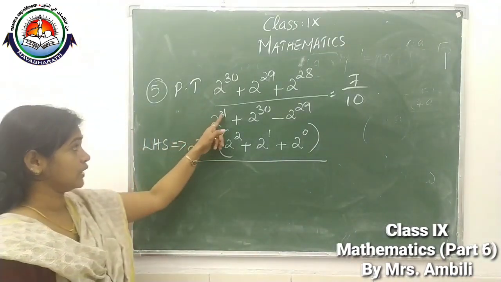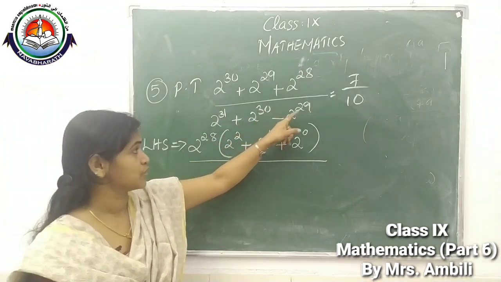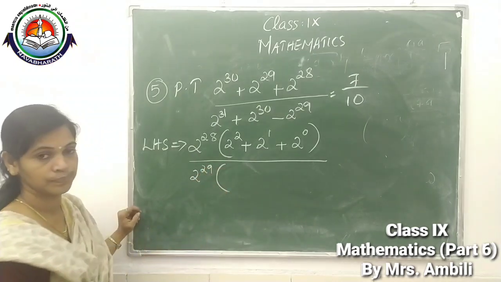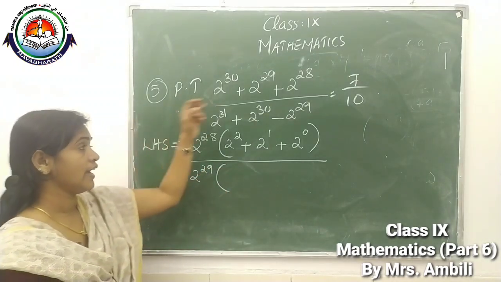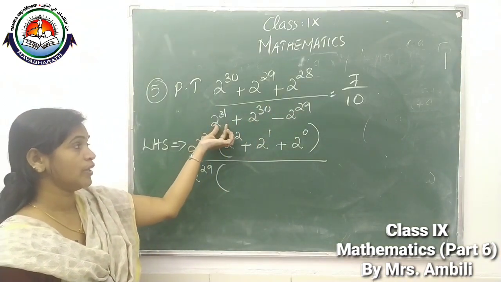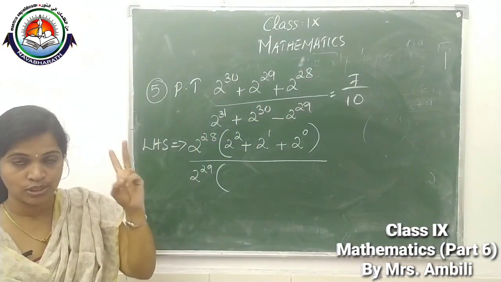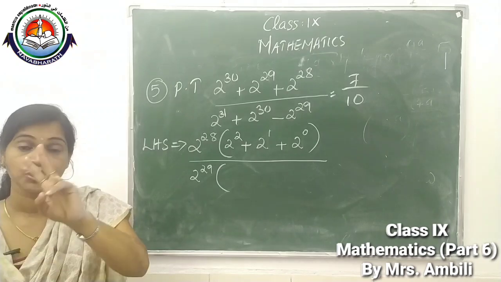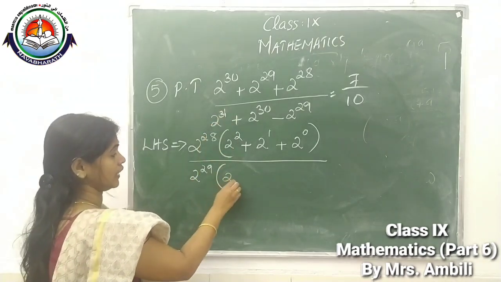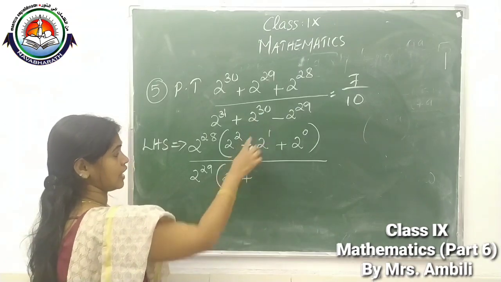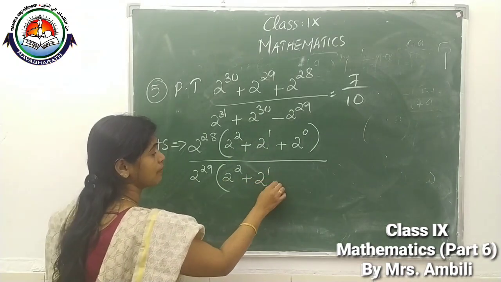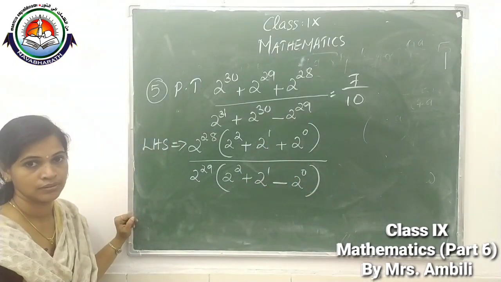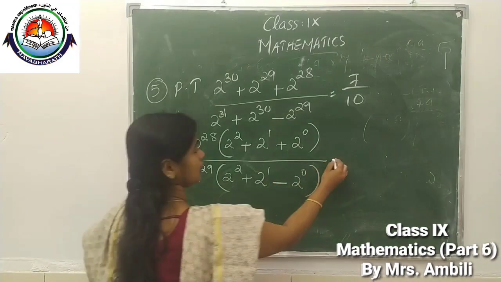the denominator, 2^31, 2^30, 2^29. What we can take outside? 2^29 we can take outside, the common term. So when we are taking 2^29 outside, here how many 2's remaining? 2 2's remaining. 29 2's I took outside, 31 2's are there, 2 2's are remaining, that we can write 2^2. Plus here also 29 taken, 2^1, minus here also 2^0. Clear?